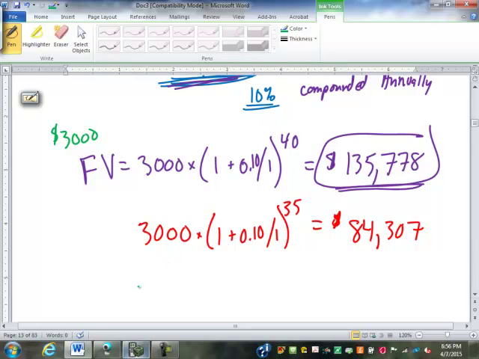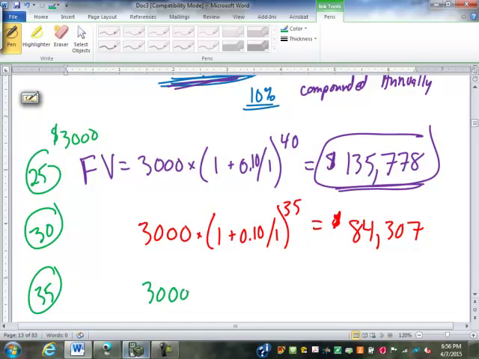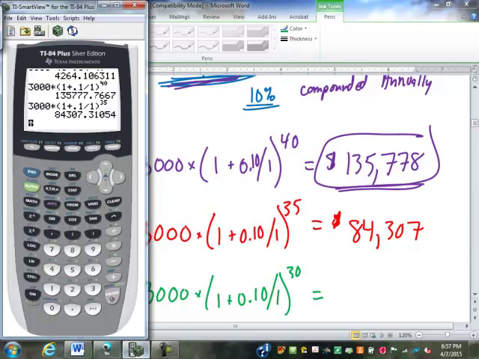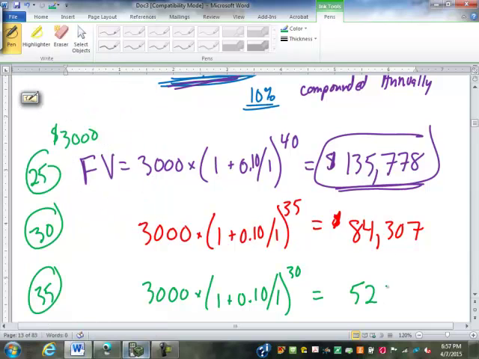Let's say you get a little bit older and you're 35 before you do this. So this is at 30. This is at 25. So you hit 35. Now it's only going to sit there for 30 years. You would only get $52,348. You're looking now at about 1/3 of the person who did it at 25.